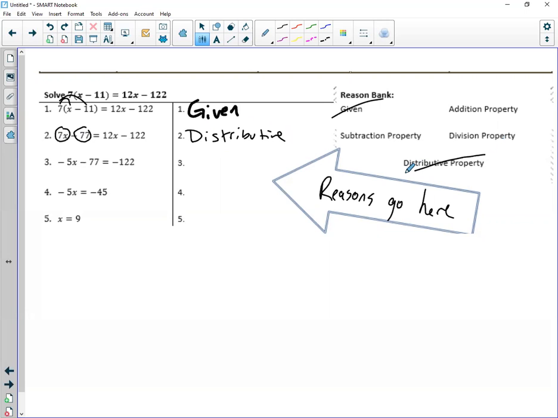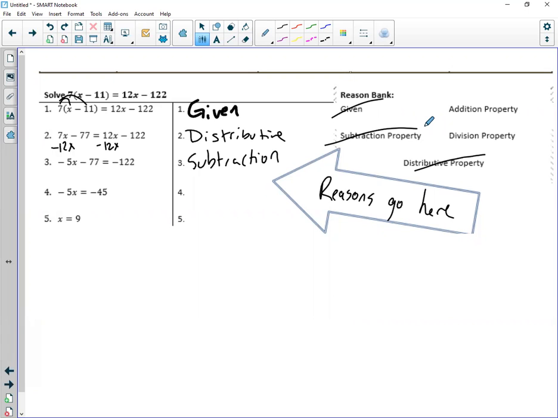So now, the next question is, how do we get from step 2 to step 3? What did we do in step 2 to get to step 3? Subtract. What did we subtract? 12x. We subtracted 12x, right? Now, this might not be the way that you decided to solve it, but this is just the way that we went through it. We're saying that every person, if they solved it like this, this is what their proof would look like. So we subtracted 12x from each side to end up with negative 5x. And then the negative 77 and the negative 122 stayed the same, so this is the subtraction problem.